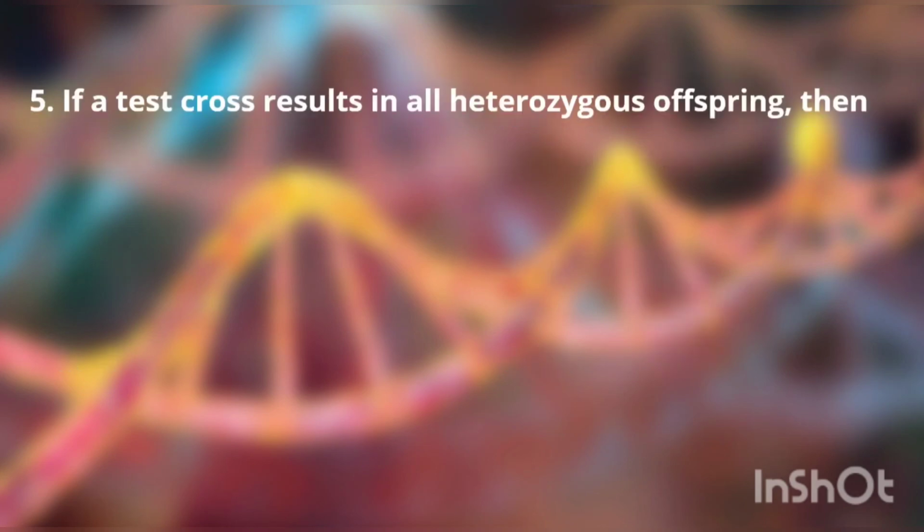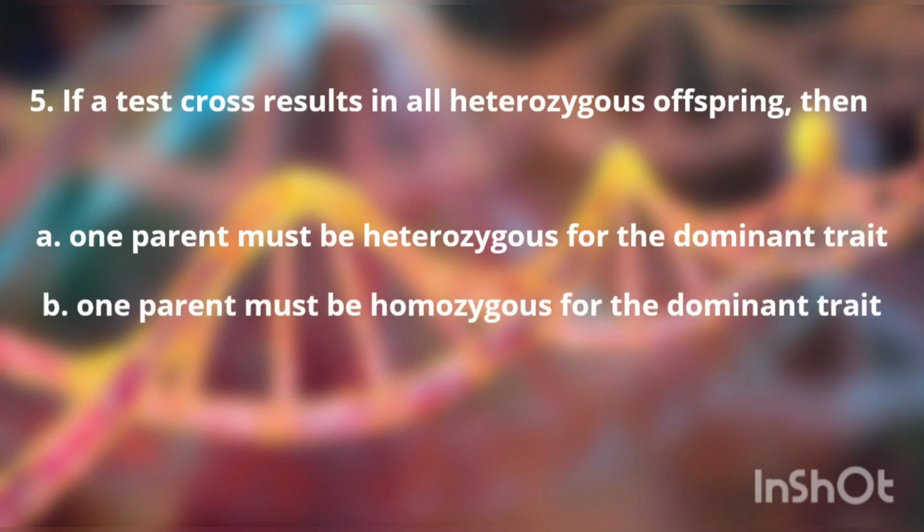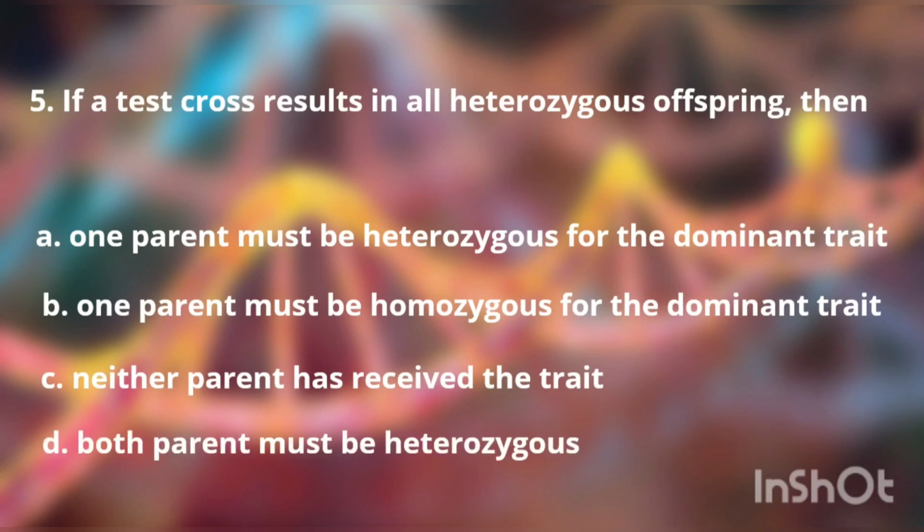And number 5. If a test cross results in all heterozygous offspring, then A. One parent must be heterozygous for the dominant trait. B. One parent must be homozygous for the dominant trait. C. Neither parent has received the trait. D. Both parents must be heterozygous.